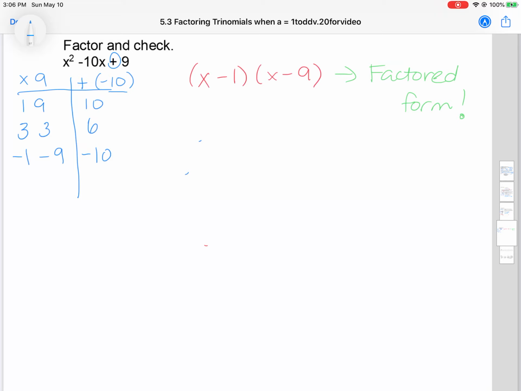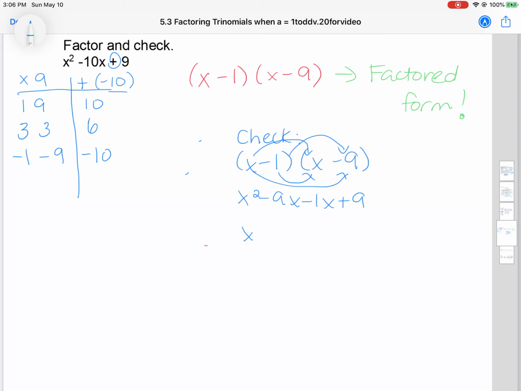So now you want to do the check. If this was a real quiz or test, and it said factor and check, then you would get marks for the check. First, outer, inner, and last. Okay, and we got our question back, so we are good. Now let's look at the patterns.